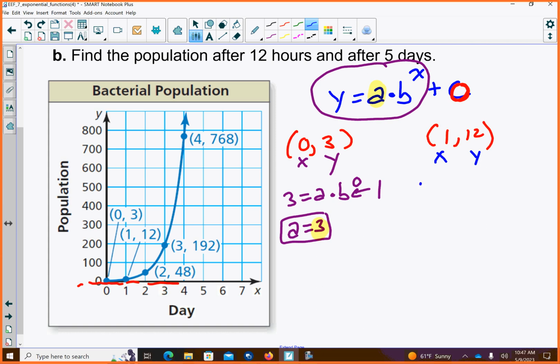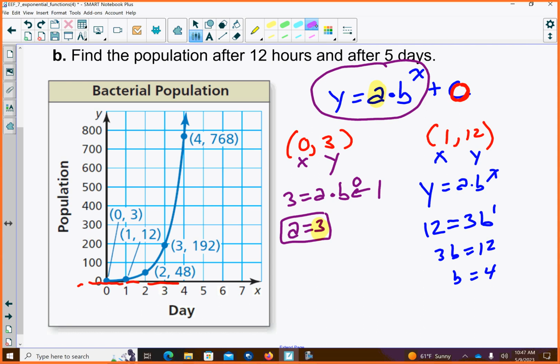Okay, so I know I have y equals a times b to the x. What did I find a to be? What is a? 3. What is y? 12. What is b? We don't know. What is b raised to? The first. So this is the same thing as 3b equals 12. So b has to equal what? Okay. That is going to go here.